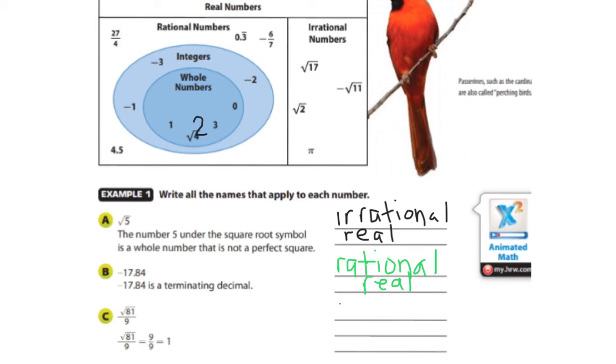So let's see. We'll start with the easy one first. It's going to be real. It's going to be rational. It's going to be an integer. And it's going to be whole. Okay. All right. That was long.